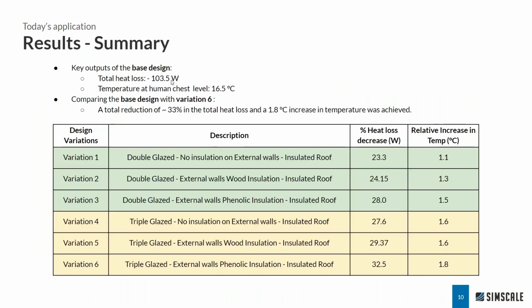And finally, on this slide, we see some key outputs and comparison. Here we have some basic information about the base design. The total heat loss in the base design from the windows, external walls, and the roof was about 103 watts. For variation 6, it resulted in a total reduction of around 33% in comparison to the base design. And on this table, we see a detailed analysis of all of the variations that we ran, which were all run in parallel and all finished at the same time.